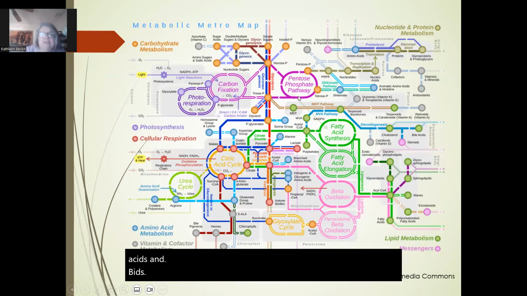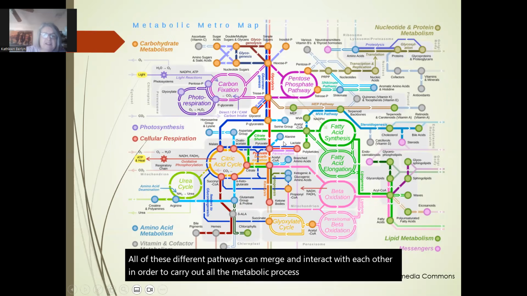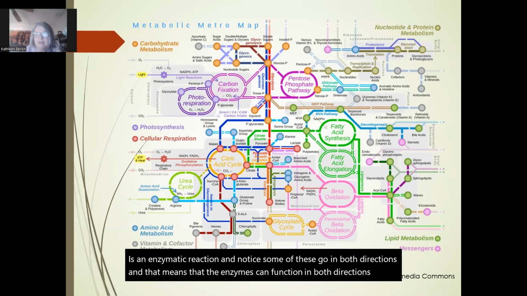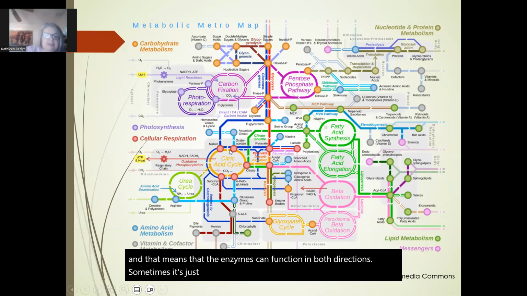All of these different pathways can merge and interact with each other in order to carry out all the metabolic processes of the cell. Just keep in mind, and this is actually an oversimplification, that every place you see an arrow is an enzymatic reaction. And notice some of these go in both directions, and that means that the enzymes can function in both directions. Sometimes it's just one direction, and the enzyme can only facilitate the activity in one direction.